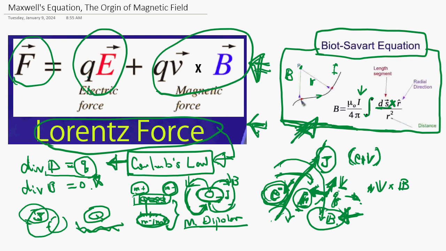So the current can be time variant, so the B will be time variant. So far we have talked about time invariant, right? And when it comes to time variant, let's see.